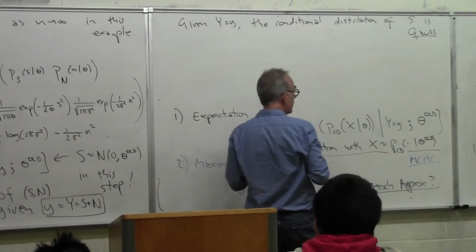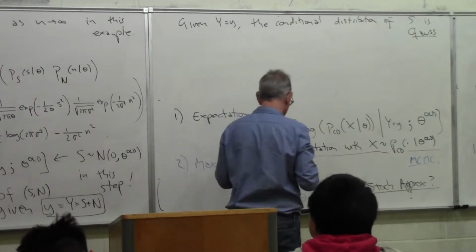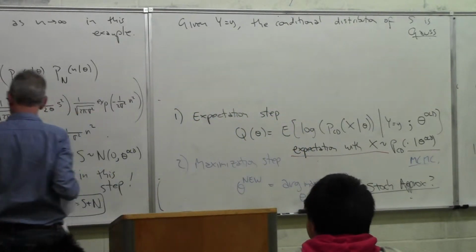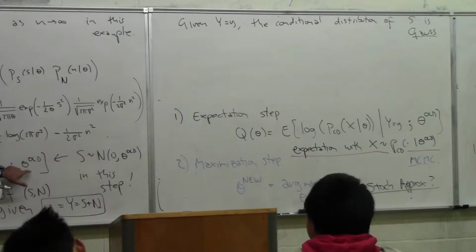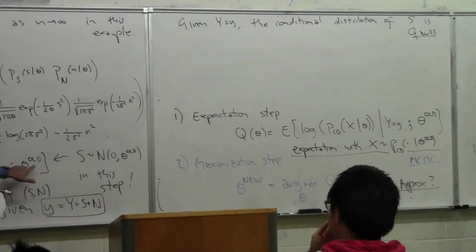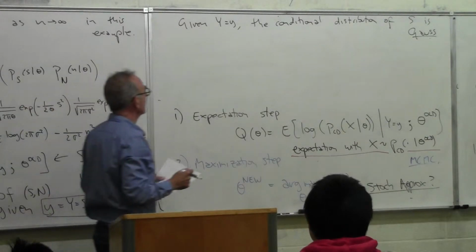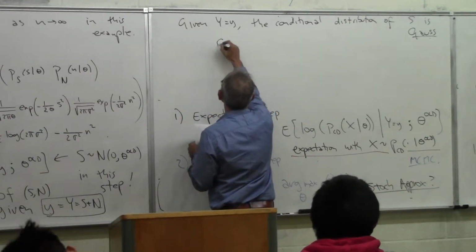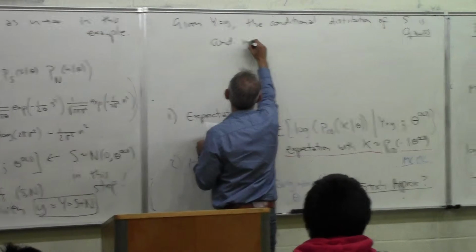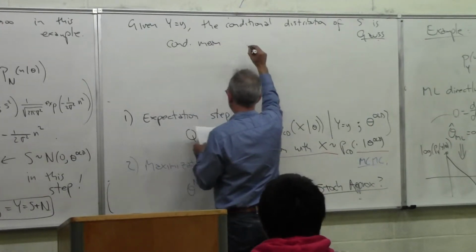So if you work out our formulas, we're taking the conditional expectation, assuming that S has this variance theta old. And the mean turns out to be a scaling. So I'm not going to work this out now. We've done this.